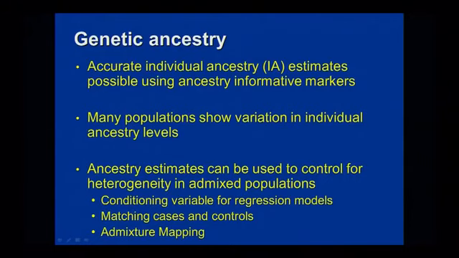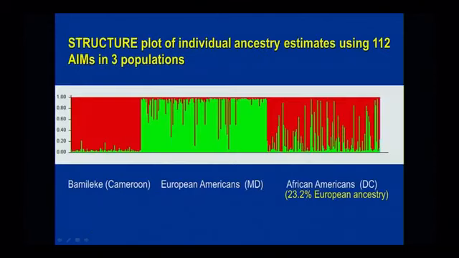These estimates can be used to control for heterogeneity in admixed populations in our genetic association studies, matching our cases and controls, and then also admixture mapping. This is just a plot using structure. Joanna mentioned structure as a program used for estimating ancestry. On this x-axis are individuals, and this is the proportion of ancestry. These are West Africans from Cameroon, whites from Baltimore, and blacks from DC.